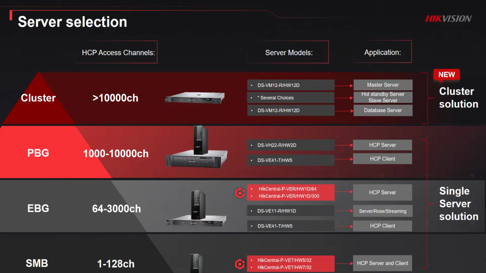Okay, so with our server selection, we now have many servers available. We have an SMB server from 1 to 128 channels, which is actually a desktop server. We also have a rack-mountable one from 64 to 3,000 channels. We also have the PBG server, which is 1,000 channels up to 10,000 channels, which is also rack mountable. And now we have the new cluster module, which can do 10,000 plus channels, but consists of a master server, hot standby server, slave server, and database server. So these servers are separated from each other to have better redundancy as well. Okay, so these are all available currently. These are the product codes for them in the market.